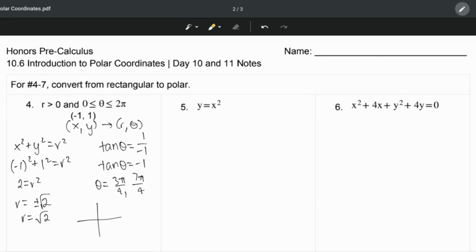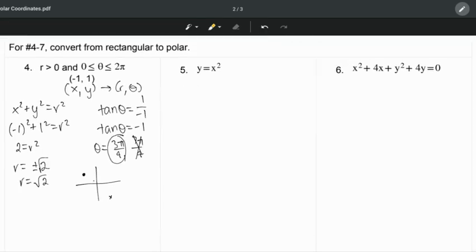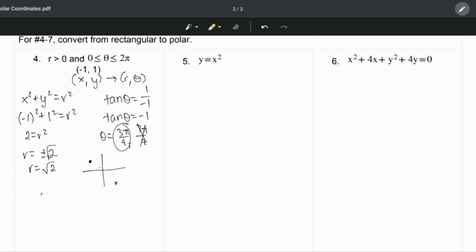That is in quadrant 2. And because it's in quadrant 2, and because our radius is positive, it's going in the direction of that point, we are going to be using the 3 pi over 4, not 7 pi over 4, because 7 pi over 4 would be down here in this quadrant, and that's not where the point negative 1, 1 is located. So we have the ordered pair root 2, comma, 3 pi over 4. That is our r, comma, theta.